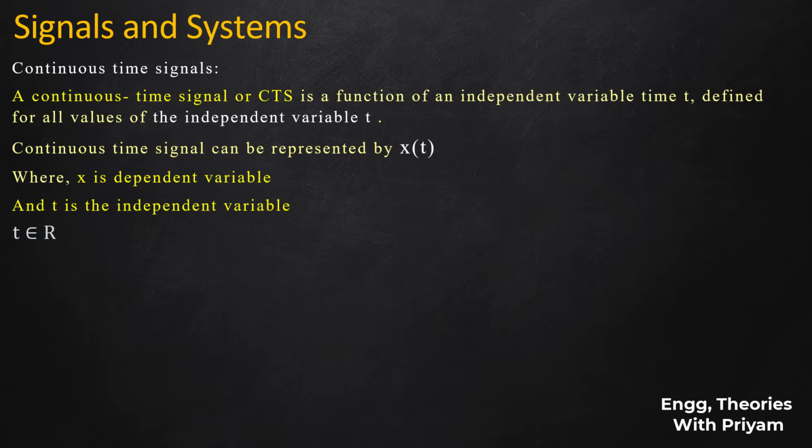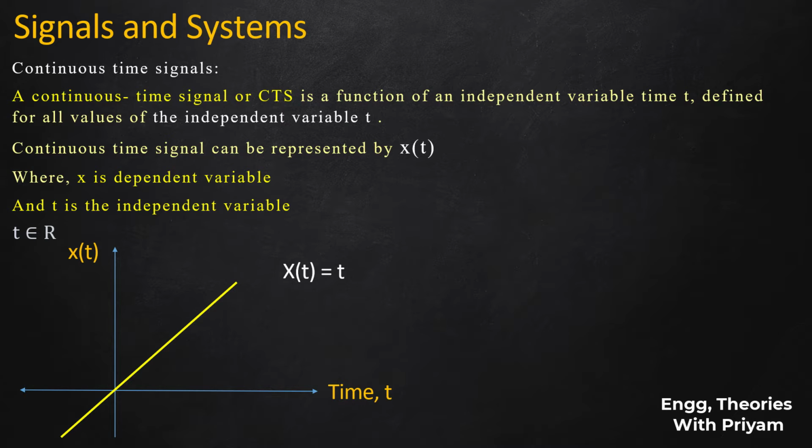Let me take an example of this continuous time signal. For the graphical representation of the continuous time signal, the independent variable t is defined on the x-axis and the signal amplitude is defined on the y-axis. Let's take a signal defined by x(t) = t, which is basically a y = mx line with the slope m equal to 1. As we can see, this signal x(t) is defined for every value of the time t, or this signal is a continuous signal with time t.